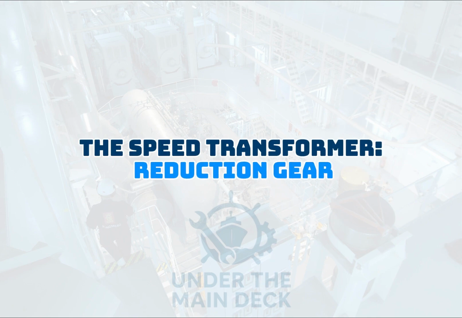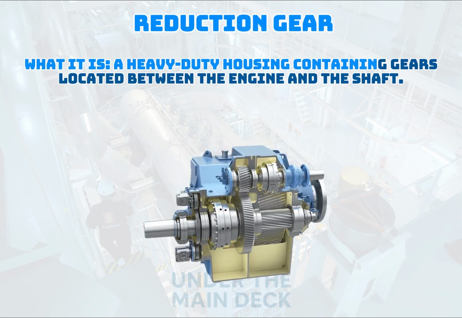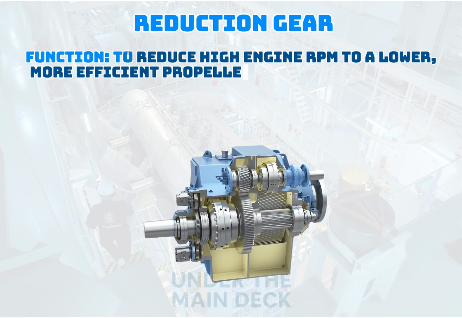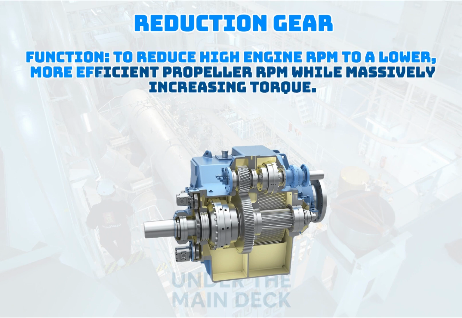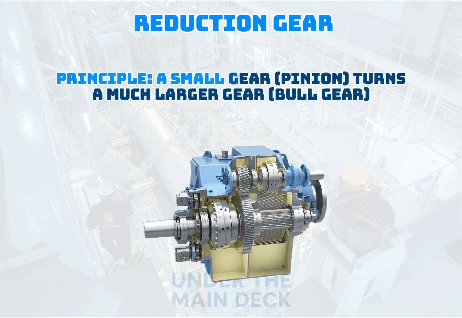The speed transformer, reduction gear. What it is: a heavy-duty housing containing gears, located between the engine and the shaft. Function: to reduce high engine RPM to a lower, more efficient propeller RPM while massively increasing torque. Principle: a small gear pinion turns a much larger gear bull gear.